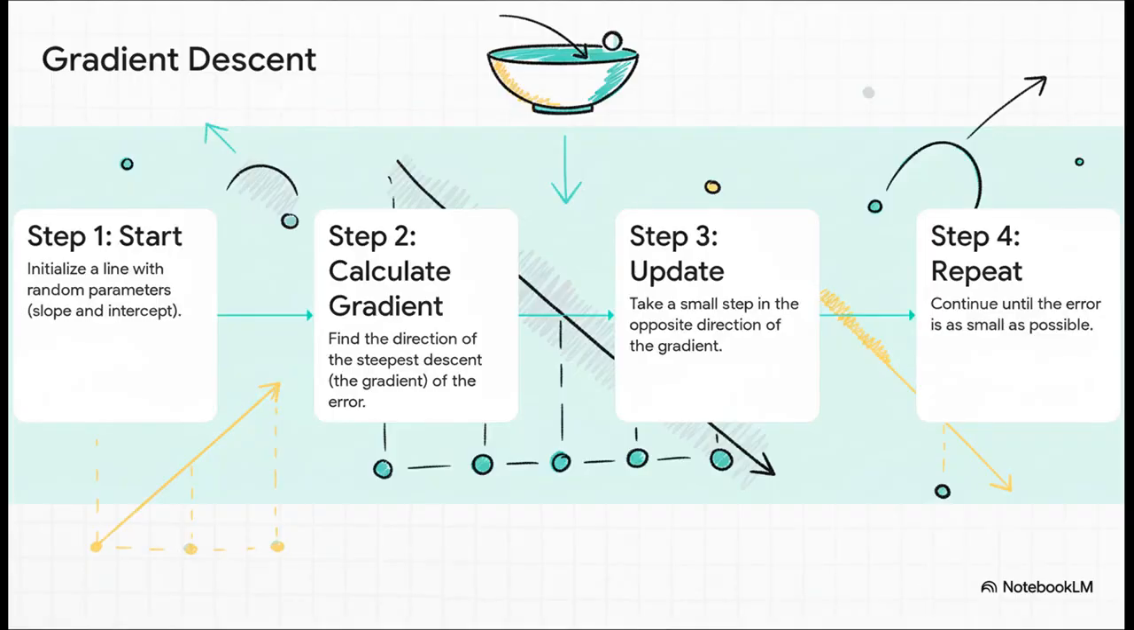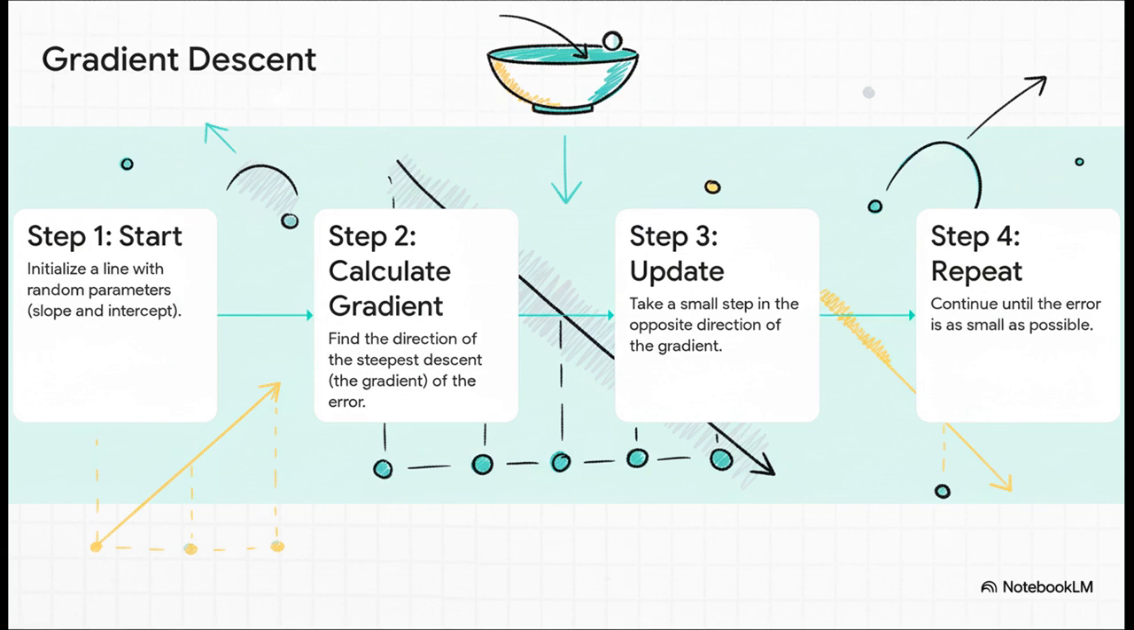So how do we find that low point? We use a beautiful algorithm called gradient descent. Think of it like this. You're standing somewhere in that valley blindfolded. To get to the bottom, you'd feel the ground with your feet to see which way is the steepest way down, right? And then you'd take a step in that direction. That's exactly what gradient descent does.